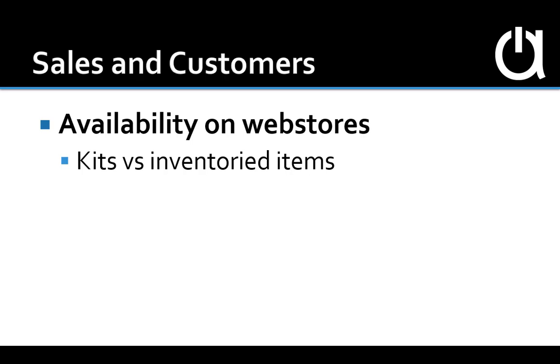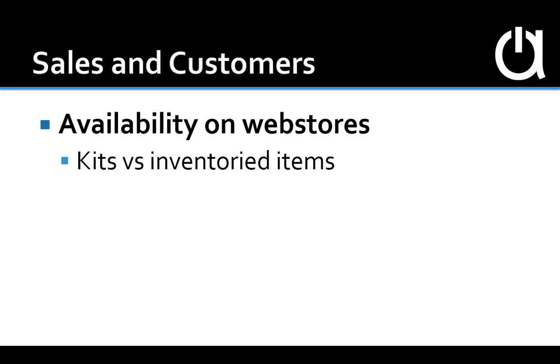All right, moving on to sales and customers. There were a handful of questions about availability on web stores, specifically for kits, and then I'm also going to touch on inventoried items. On the product window, any item that you sell or you want to send availability to your web store, make sure you mark as available on web. This actually inserts a record into the product availability by template view for each of those items that are checked. For those items, you'll see it per template, their availability.